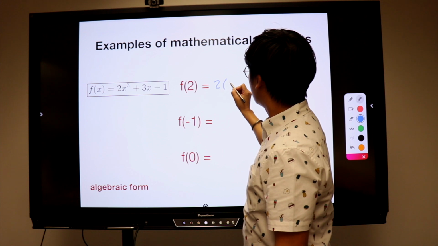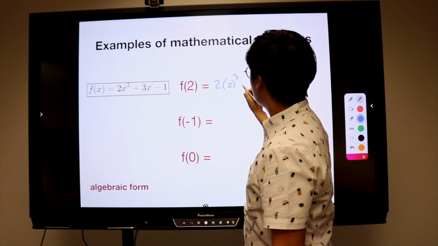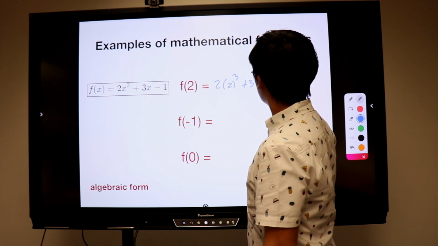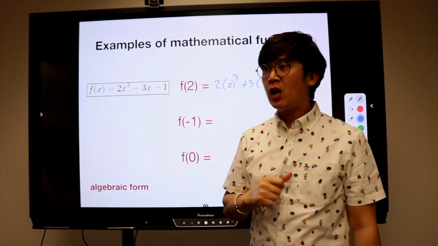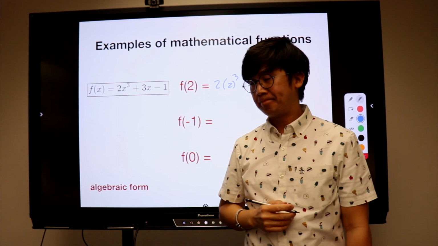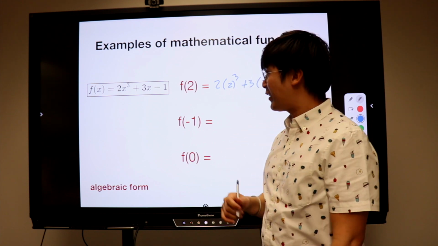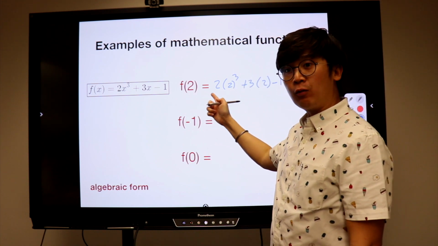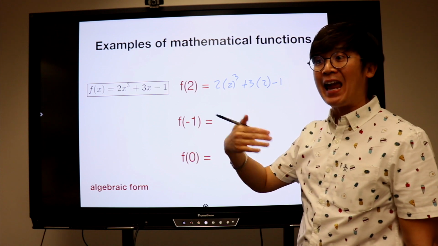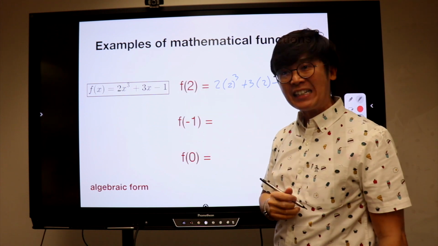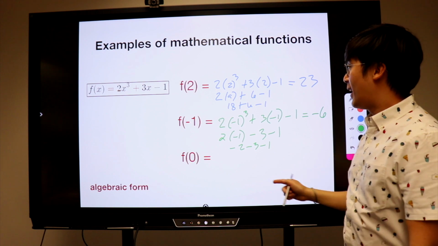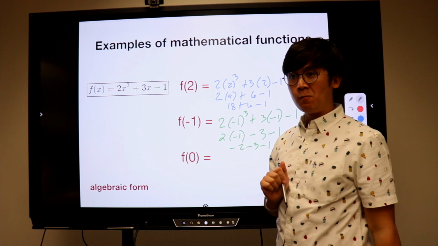So 2 cubed, 3, and then you solve it like a regular algebra problem. And that is basically how you solve this problem. And you know this because you know the language, you know the symbols, and you're understanding the question easily. All right. F of 0. Is it 0?